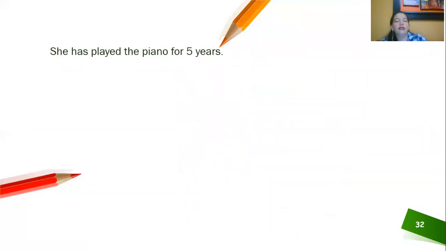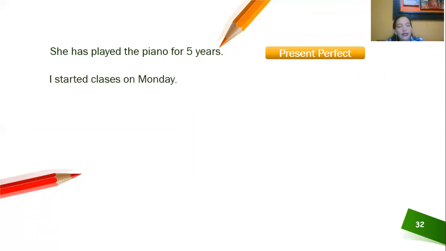Let's take a look at this sentence. She has played the piano for 5 years. What tense is it? Do you have the answer on your mind? Are you sure? Let's check. Right, present perfect. She has played the piano for 5 years. I started 5 years ago, and in this moment, it continues. I started classes on Monday. What tense is this?